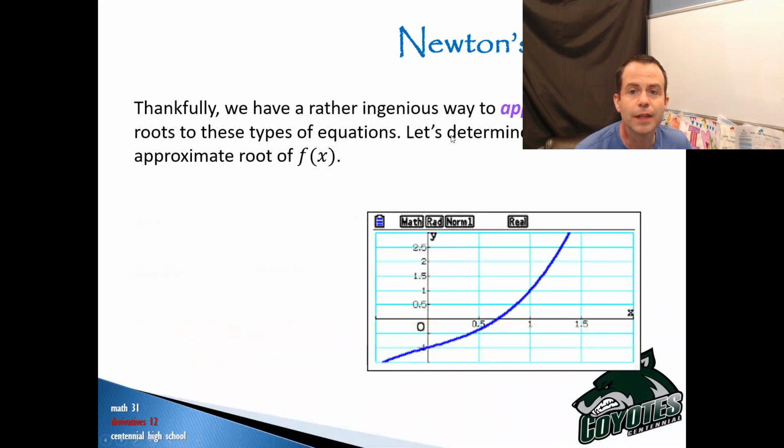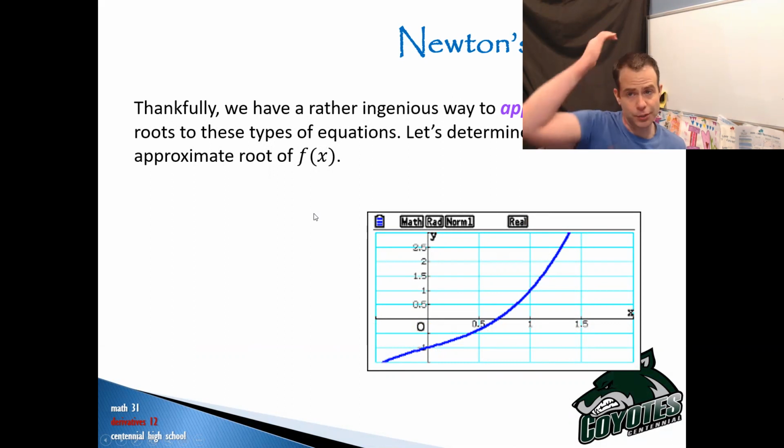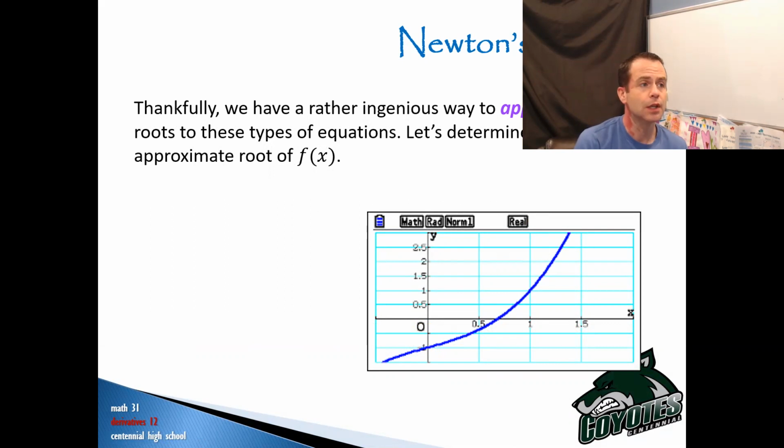Okay, so thankfully we have a rather ingenious way to approximate the roots of these types of equations. Now, the reason we say approximate here is because we're not getting the actual irrational number like root 7 or whatever, okay? But we are getting a really good and really accurate decimal. Like we can get this up to several decimals long and have it be that accurate. Okay, so here's what we're gonna do. So I've given you just some random graph, okay, and we want to approximate this root.